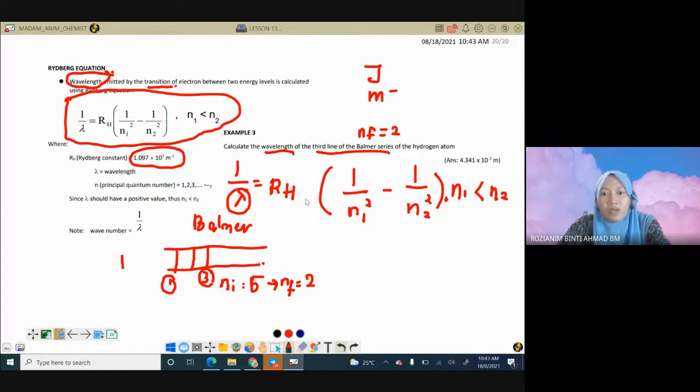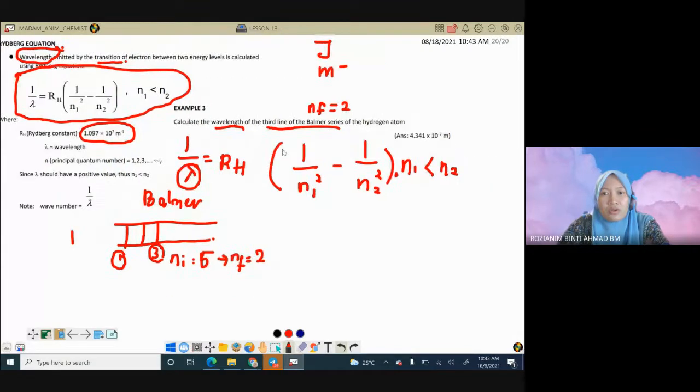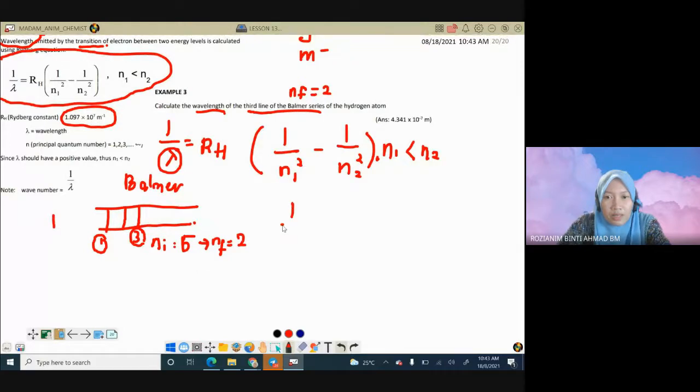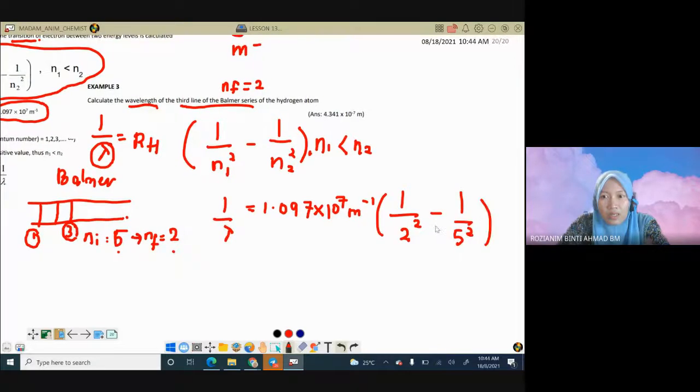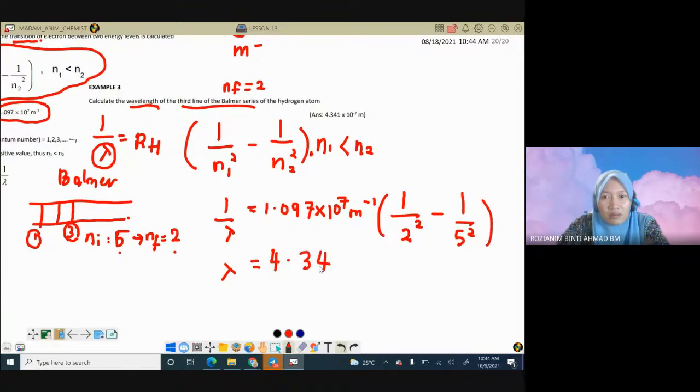So you put it into the Rydberg formula and can directly calculate the wavelength. 1 over lambda equals RH, 1.097 times 10 to the power of 7 per meter, multiplied by 1 over 2 squared minus 1 over 5 squared, from 5 to 2, where the first number must be the lower value. Careful, this is 1 over lambda. So we can calculate the wavelength, and the answer is 4.34 times 10 to the power of negative 7 meters.